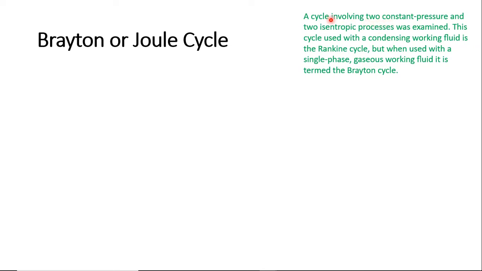the cycle consists of total 4 processes, out of which 2 processes are constant pressure and 2 processes are isentropic process. Now, as discussed before, the Brayton cycle is also called Joule cycle, and it is similar to the Rankine cycle. Rankine cycle also has 2 constant pressure processes and 2 isentropic processes. But what is the difference?